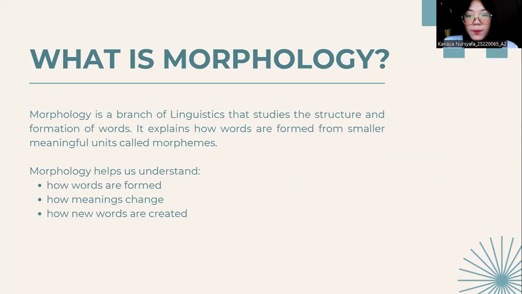So, what is morphology? Morphology is a branch of linguistics that studies the structure and formation of words. It also explains how words are formed from smaller, meaningful units called morphemes. So basically, morphology helps us understand how words are formed, how meanings can change, and how new words are created. Actually, in daily life, we use morphology all the time, even if we don't realize it.